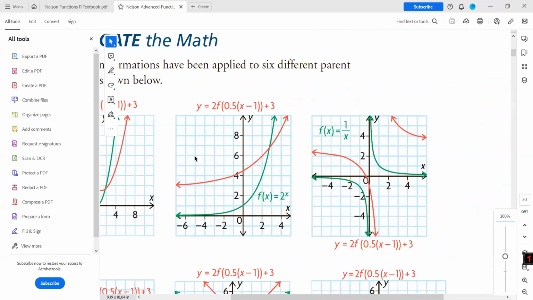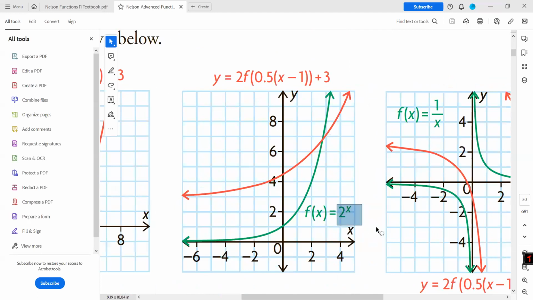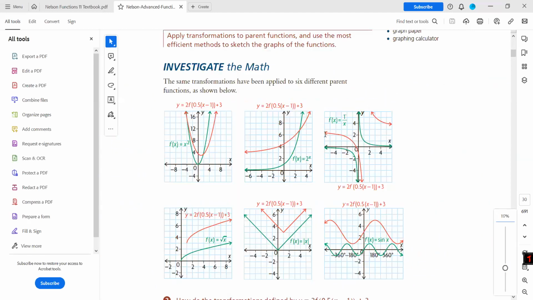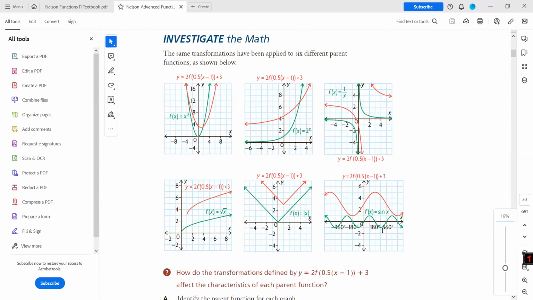Moving on to exponential function, 2 to the power x. And again, you can see translation 3 units up, translation 3 units to the right, stretch and compression. Same thing happened to all of the other functions. Take a moment to screenshot it for your future reference.